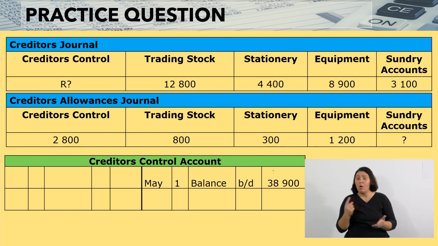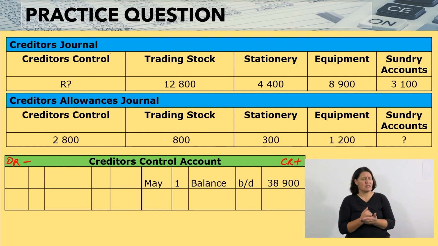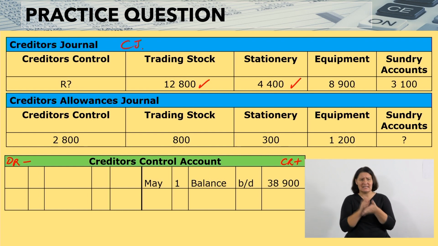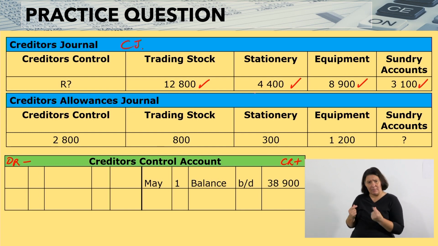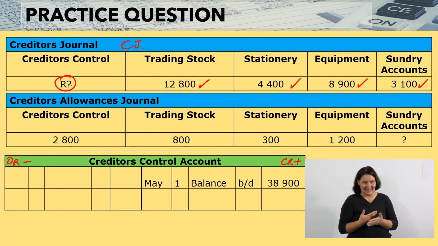We should always remember that our creditors control is a liability account, which increases on the credit side, and on the debit side, it will decrease. But when we come to our creditors journal, most of you know it is the CJ, the creditors control amount is not given, but we are given the trading stock, the stationery, equipment, as well as the sundry accounts. Can these amounts help us to get this missing figure? Yes, they can.